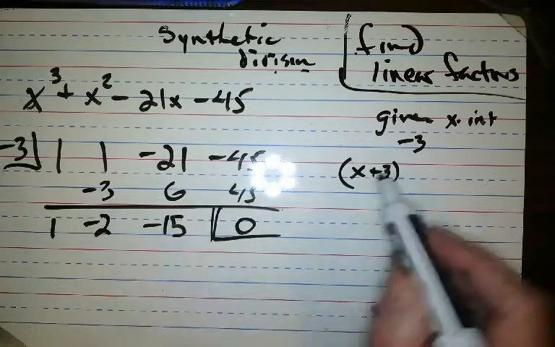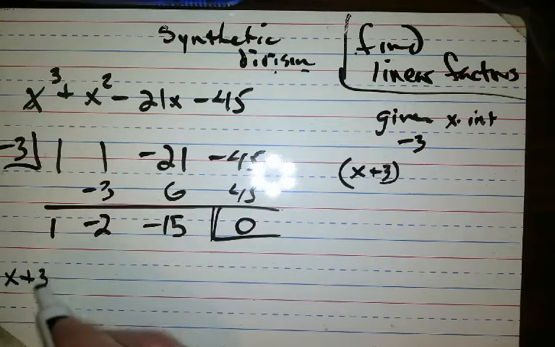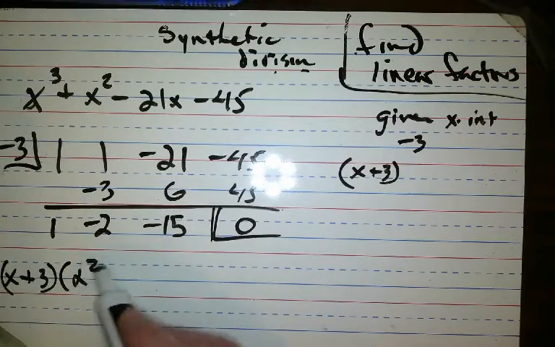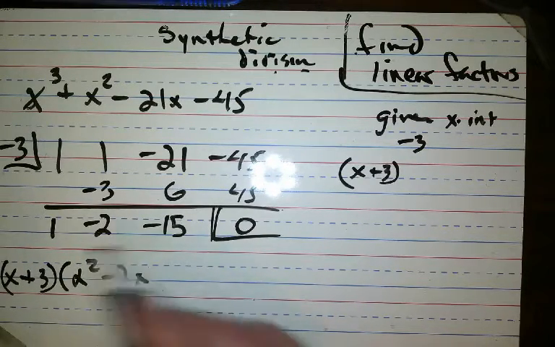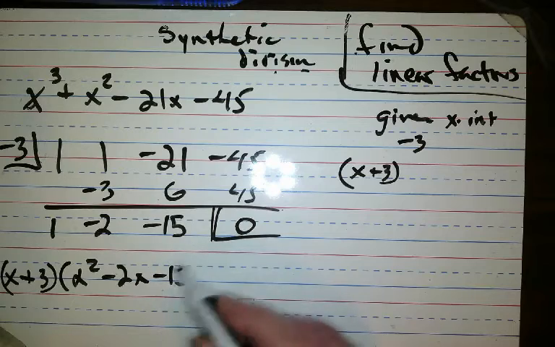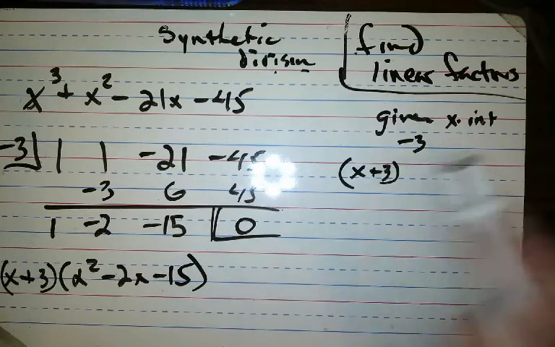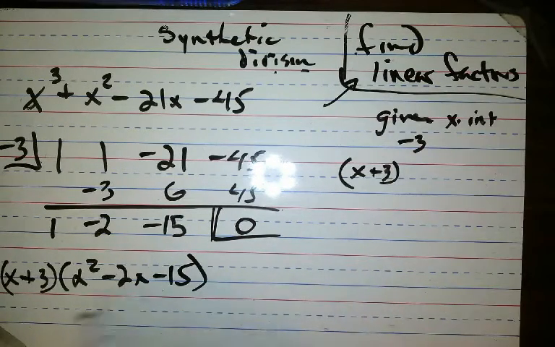Now then, the factor that we have right here is x plus 3, x squared minus 2x minus 15. But we want only linear factors. See, this is a quadratic factor, this guy right here. We don't want this one. So this one's okay, it's linear.